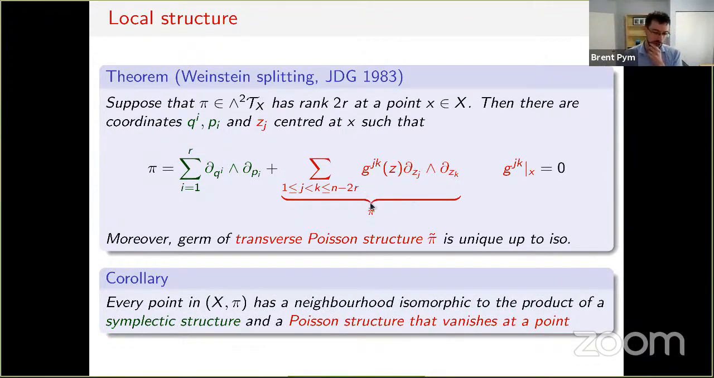This red Poisson structure, the one in the direction transverse to the symplectic part, has the property that it's uniquely determined up to isomorphism. In other words, if I change the coordinates to some other system of Weinstein coordinates, I may get a different expression for this transverse structure, but that expression will nevertheless be isomorphic to the one that I've got. So this is the Weinstein splitting theorem. Every Poisson manifold is locally the product of a symplectic manifold and a Poisson manifold where the bivector vanishes at a point. Okay.